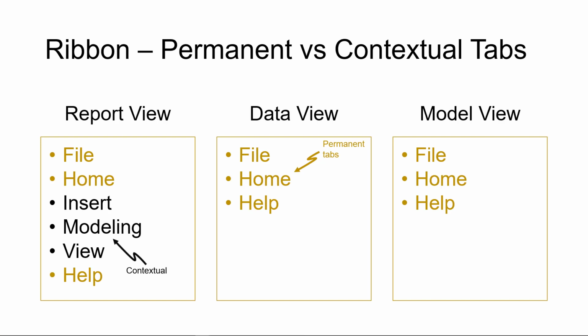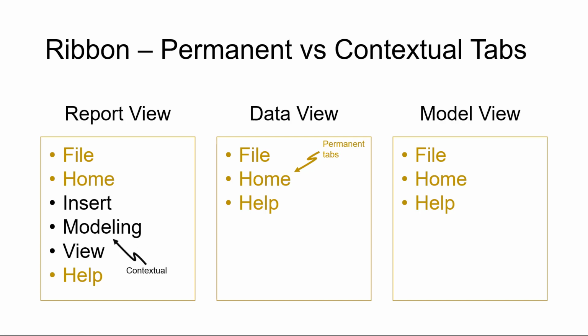The next so-called feature here is the permanent versus contextual tabs. You have the report view, you have the data view, and then you have the model view, as I mentioned. As you click through from report to data, these contextual views will disappear. These, in terms of, I guess this color is slightly brown, are the permanent tabs. The black ones here are contextual.